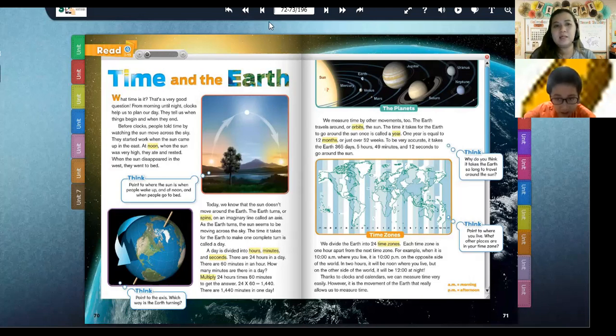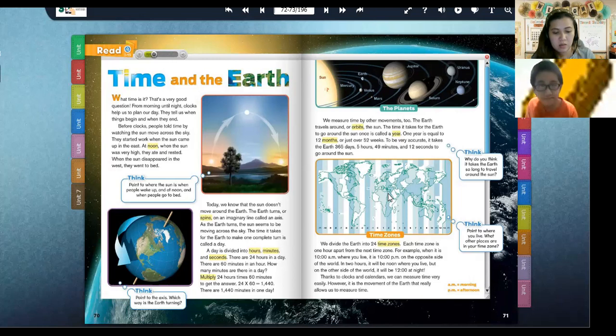Yes, I'm ready. Page 70. Time and the Earth. What time is it? That's a very good question. From morning until night, clocks help us to plan our day. They tell us when things begin and when they end. Before clocks, people told time by watching the sun move across the sky. They started work when the sun came up in the east. At noon, when the sun was very high, they ate and rested. When the sun disappeared in the west, they went to bed.